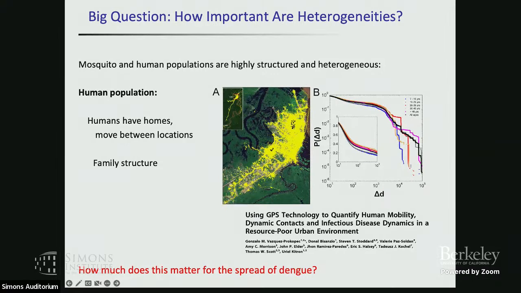So in this town of Iquitos, my collaborators have done a very detailed study of how people move around in this city. So we're interested in the spread of dengue across this city. Something I didn't tell you about Iquitos: it is a town of about 300,000 people these days, in the middle of the Amazonian jungle.